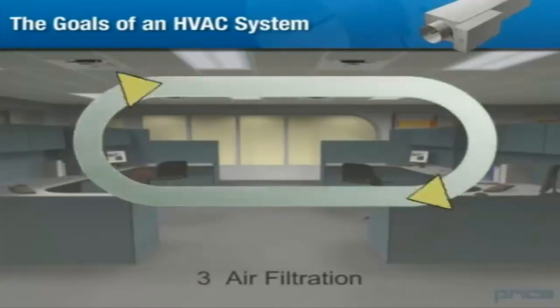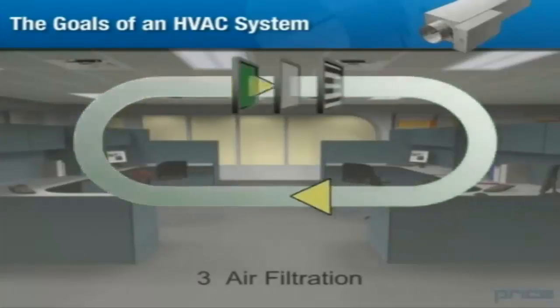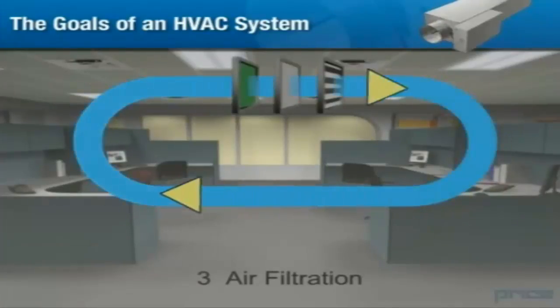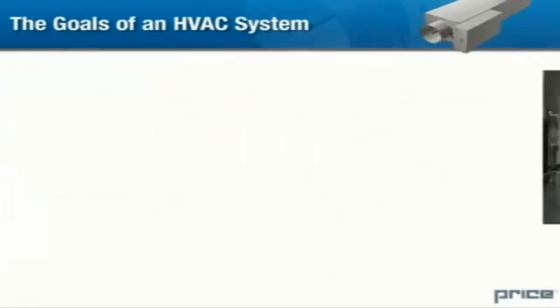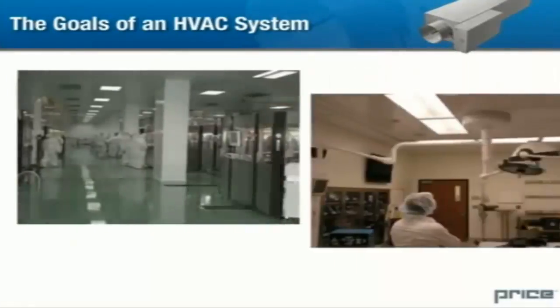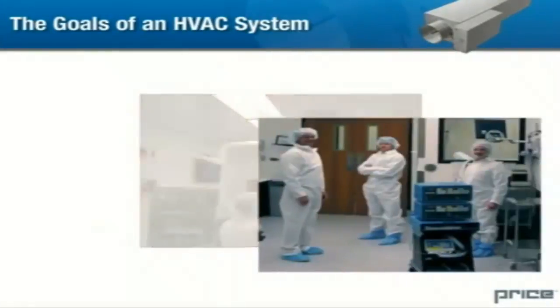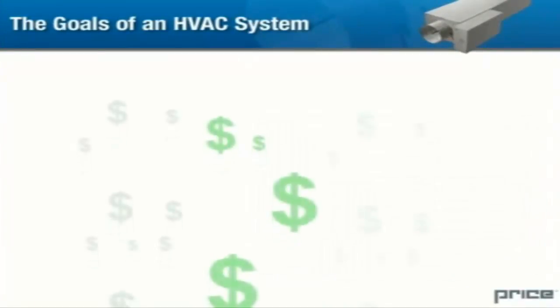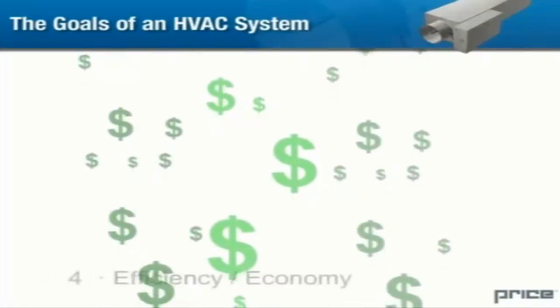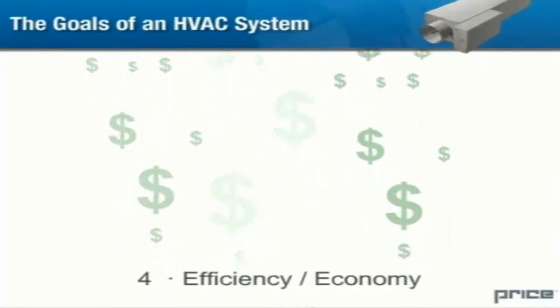It is the HVAC system's job to remove contaminants and dust from the air using filters at various stages. As important as this consideration is in an average office or commercial building, this feature is critical in facilities that contain clean rooms, medical facilities, or hazardous materials. Finally, with the spiraling cost of fuel, HVAC systems must also be efficient and economical.